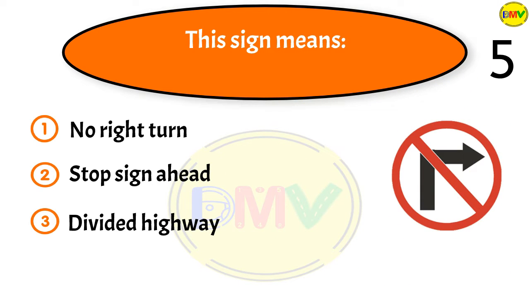Question 5. This sign means: 1. No right turn. 2. Stop sign ahead. 3. Divided highway. The correct answer is 1. This sign indicates that turns in the direction of the arrow, in this case, to the right, are prohibited.